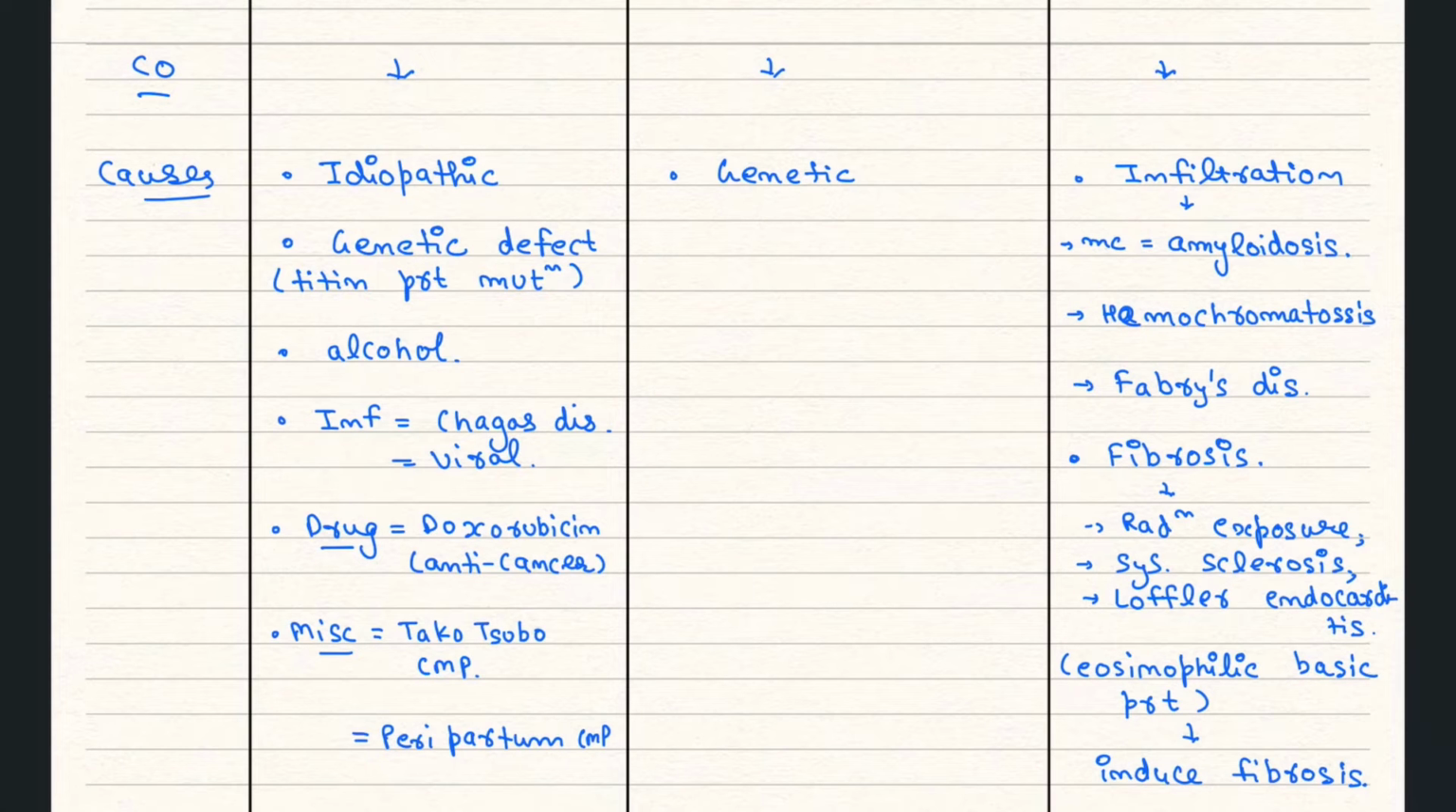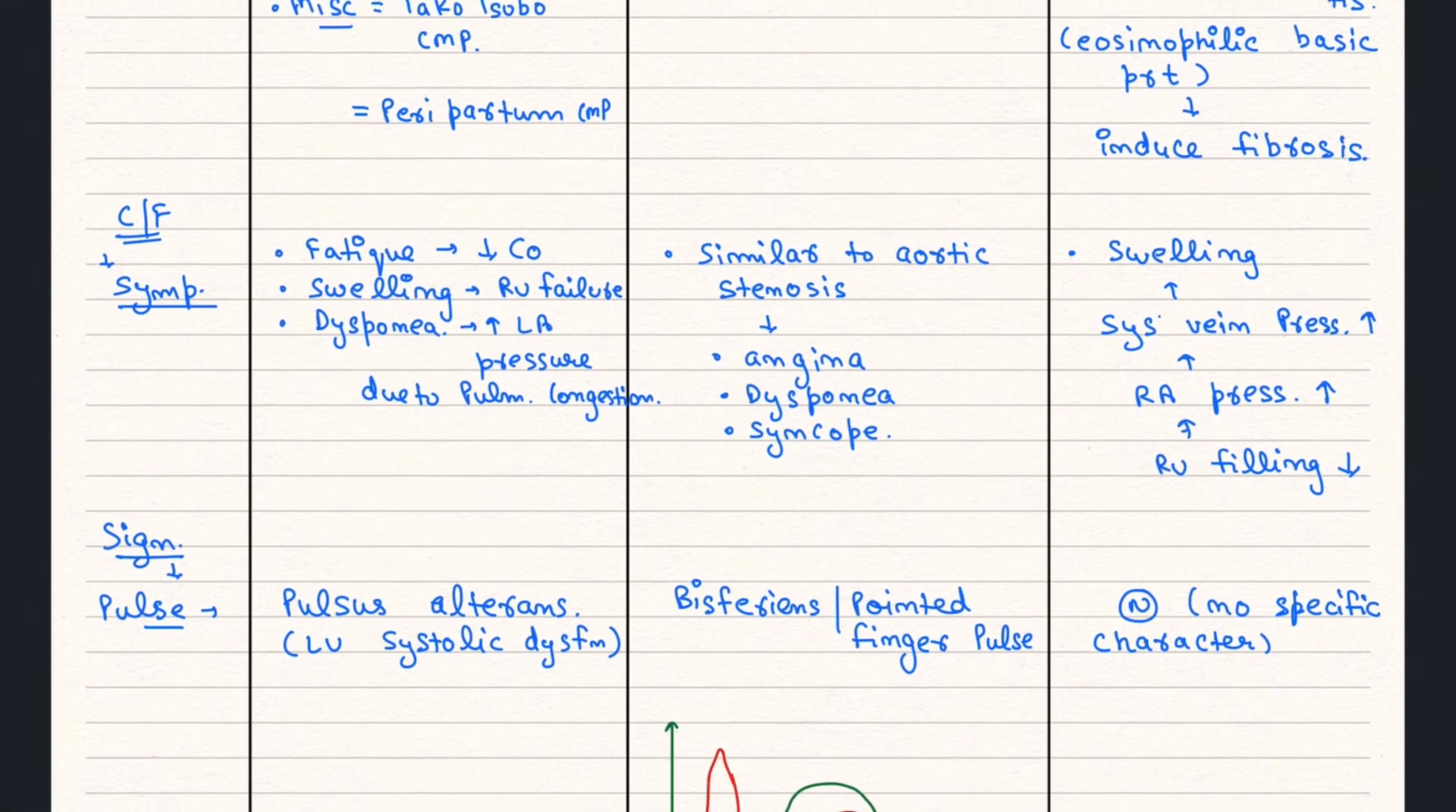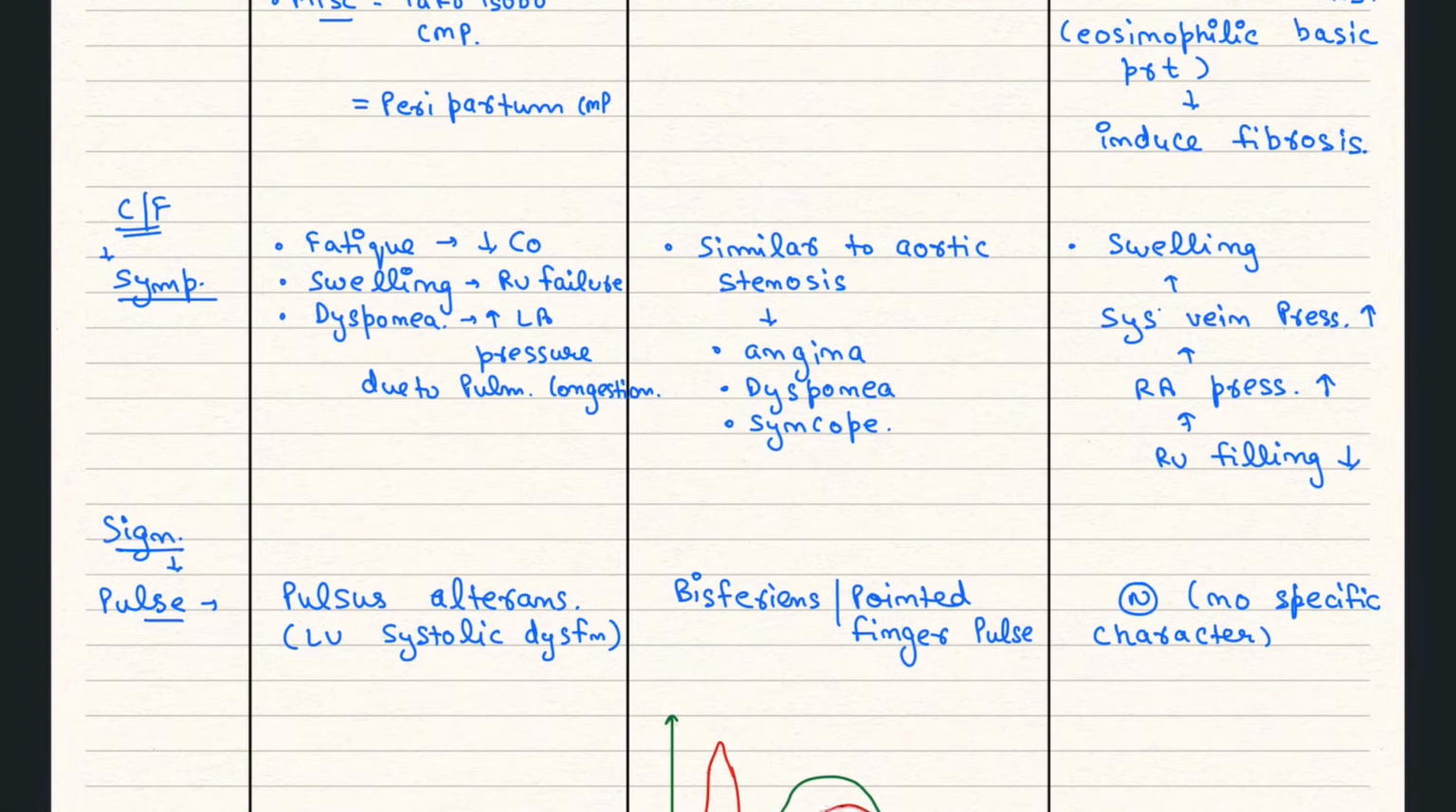And in hypertrophic it is due to genetic mutation, while in restrictive it can be due to infiltration or fibrosis. In infiltration, the most common one is amyloidosis. Okay, or it can also be due to hemochromatosis. In fibrosis it can be due to radiation exposure, systemic sclerosis or Loeffler's endocarditis, which induces the fibrosis.